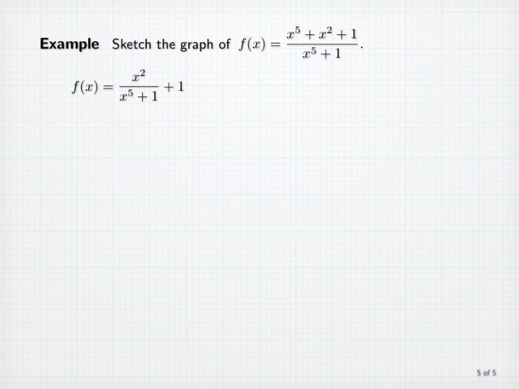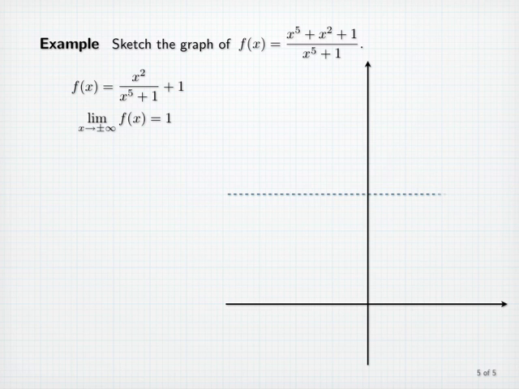This form suggests that y equals 1 will be a horizontal asymptote. That is in fact true. The limit as x approaches plus or minus infinity of f of x will equal 1. So let's draw our axes and place the horizontal asymptote at y equals 1.